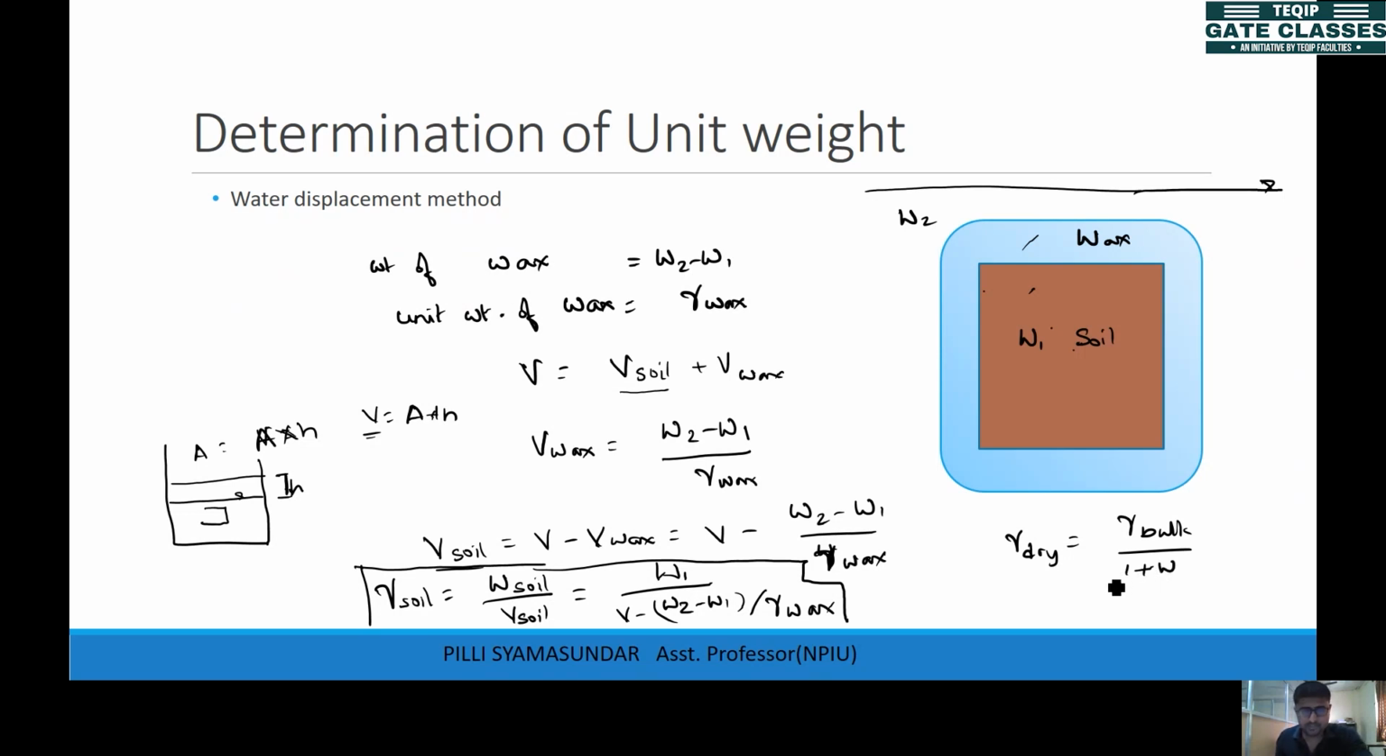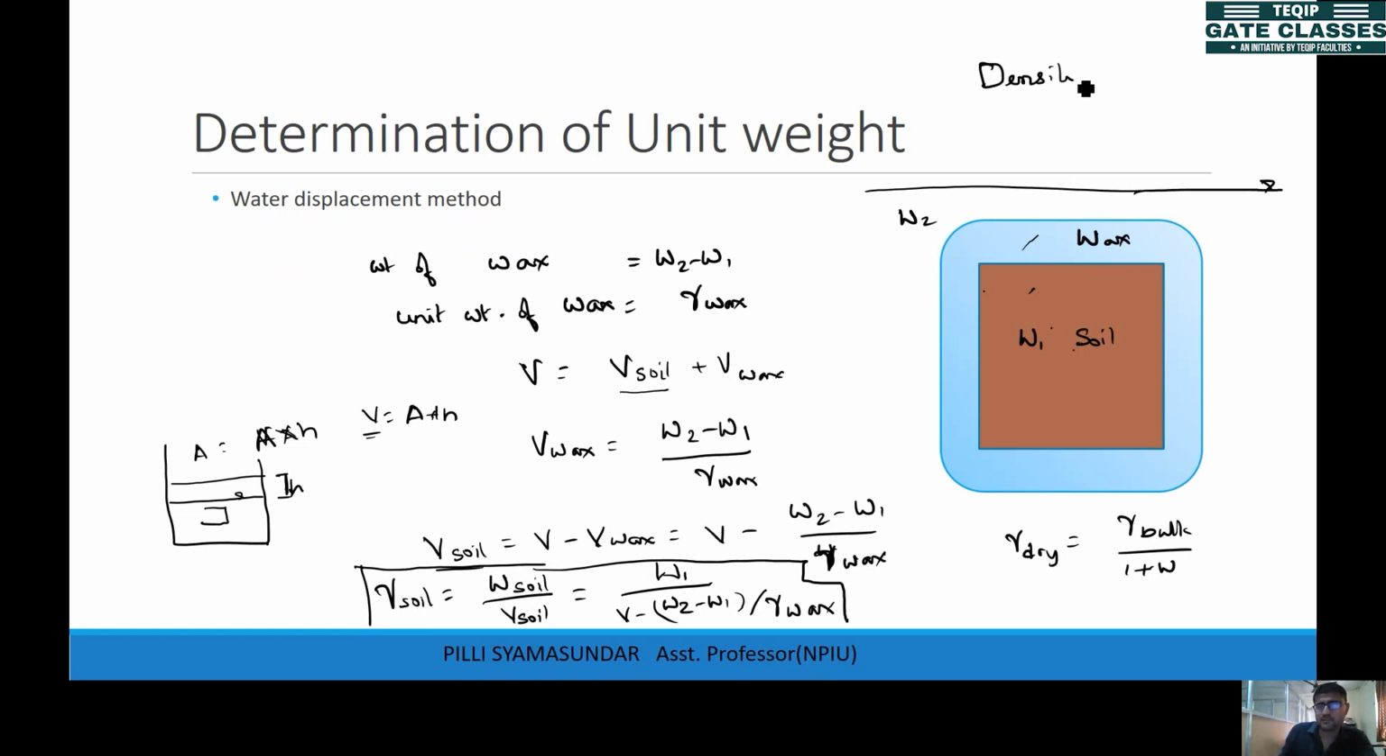Fine. So this is how you measure unit weight in the laboratory. Okay. So these are the methods of determination of unit weight. Whenever I talk about unit weight, it's kind of similar to density, so don't confuse between these two terms.